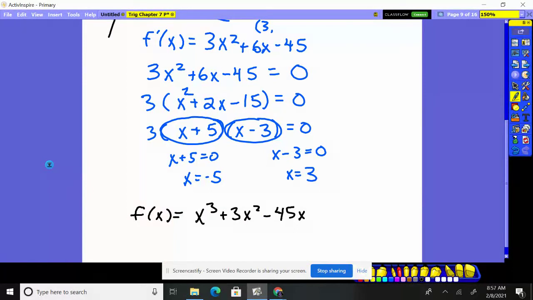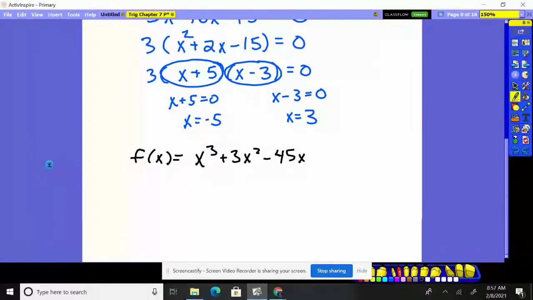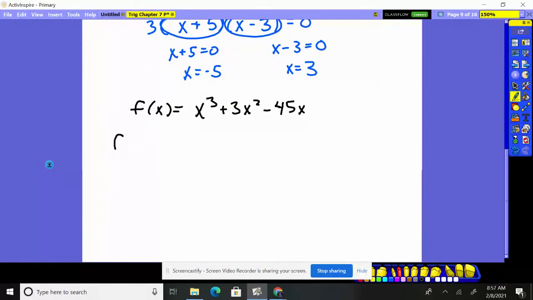Okay, so I just want to plug in negative 5 into that and 3 into that. So I want to figure out f of negative 5. That'll tell me the height on the original equation, and then I'll plug in 3. So negative 5 cubed plus 3 times negative 5 squared.